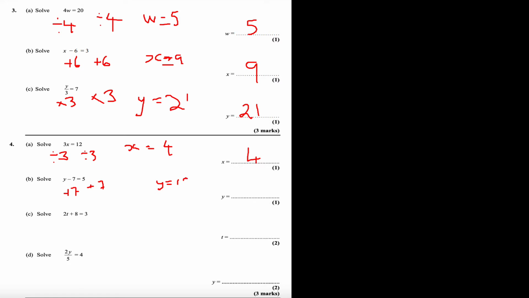And a little trick, guys, is that you can always check your answer by subbing it in. So 12 minus 7 equals 5, so that is correct, yes.